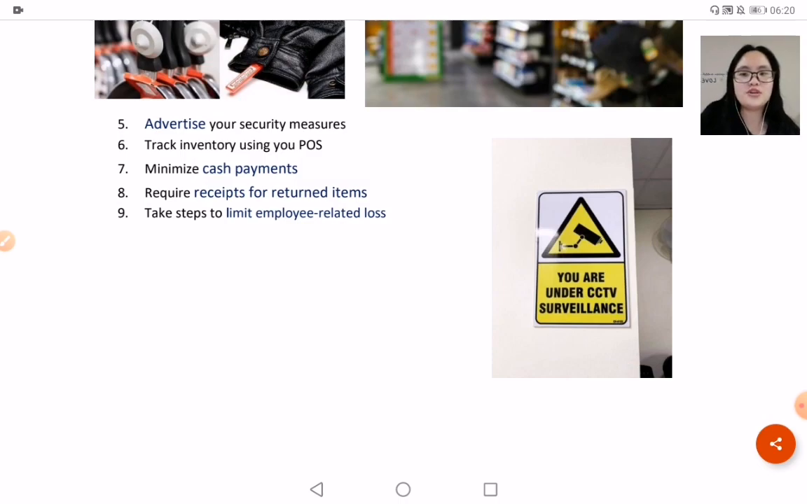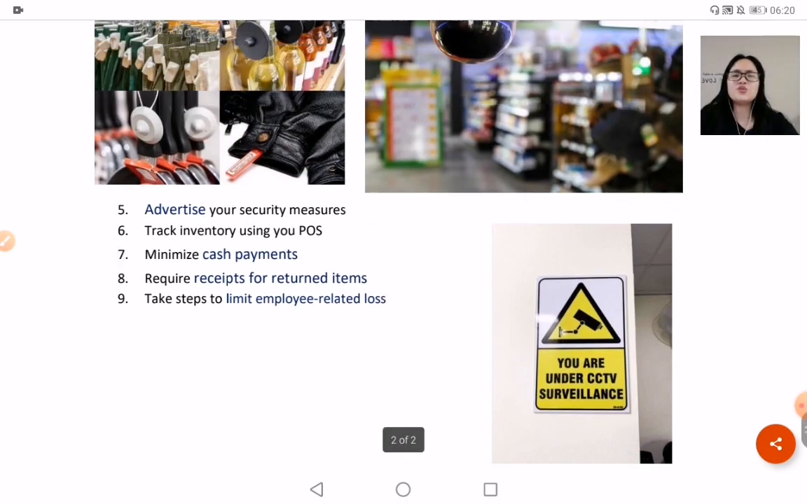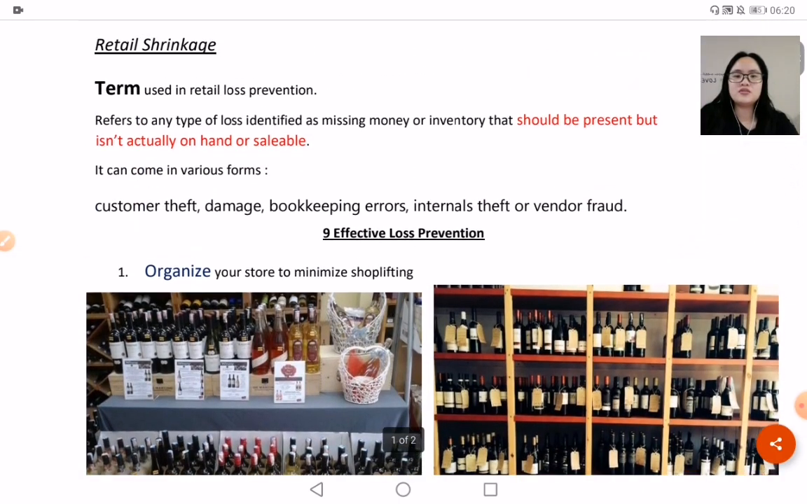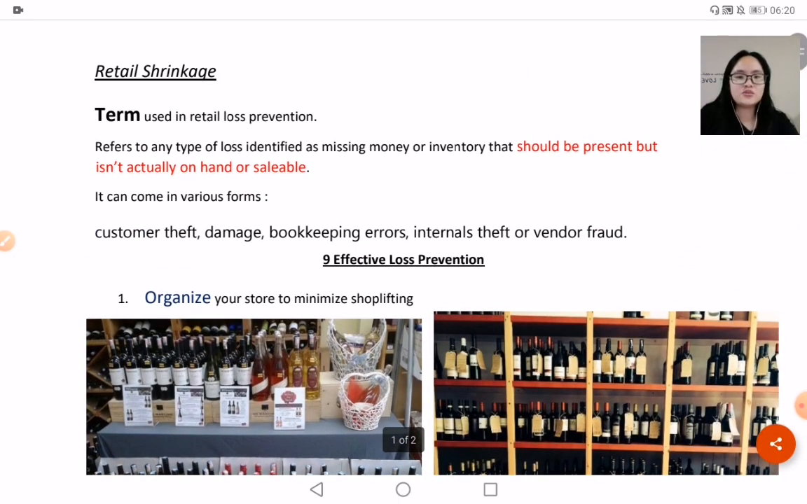Lastly, the employer must take steps to limit employee-related loss. As an example, whenever an employee is caught thieving in the shop, they must be given a first warning, a second warning, or even a straight hard warning, to make sure the employee knows the consequences of thieving in the shop. So these are the 9 effective ways to prevent loss in retail.